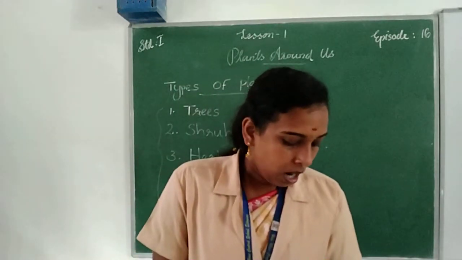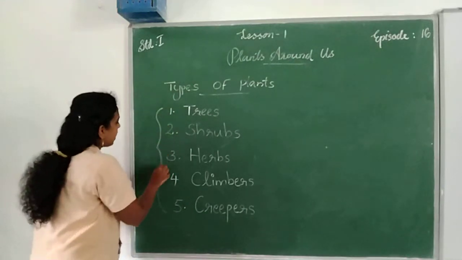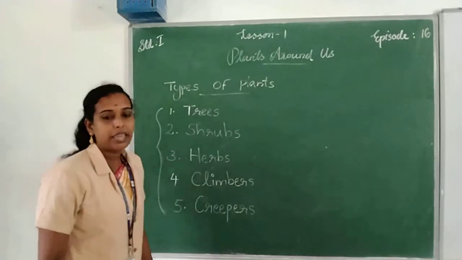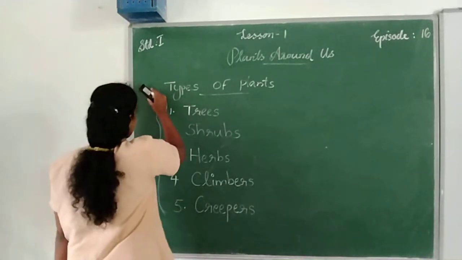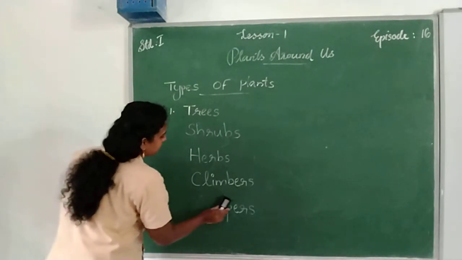We will study about the different characteristics of these types of plants. And the first one is trees. So what do you mean by trees? Trees is a type of plant.